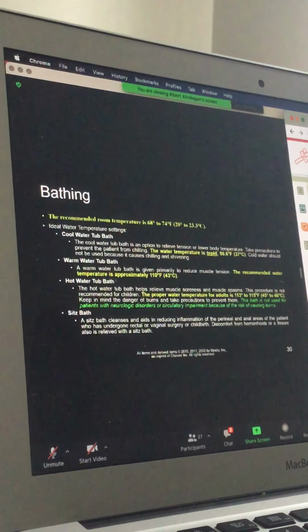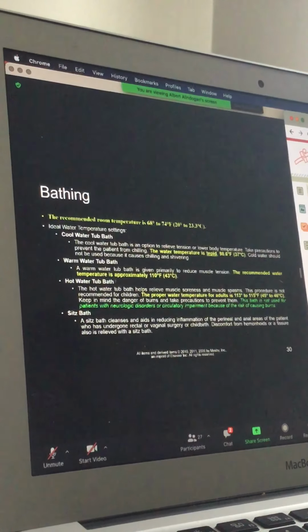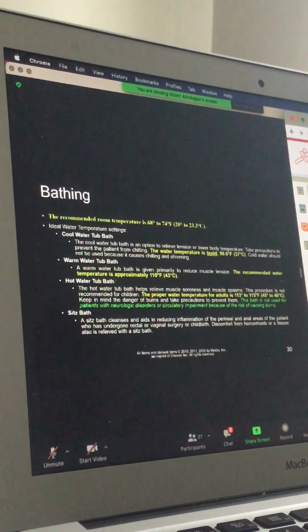Hot water tub bath is not to be used for patients with neurologic disorders, or people with circulatory impairment, because of the risk of burns. When you have problems with your nerves, that affects how fast or how slow the information travels to your brain. Remember, all these things will always boil down to the information going into your brain. If there's a slow transmission, before they can complain, oh yeah, it's too hot for me, you already burned your patient. So this is not to be used for people with neurological problems.